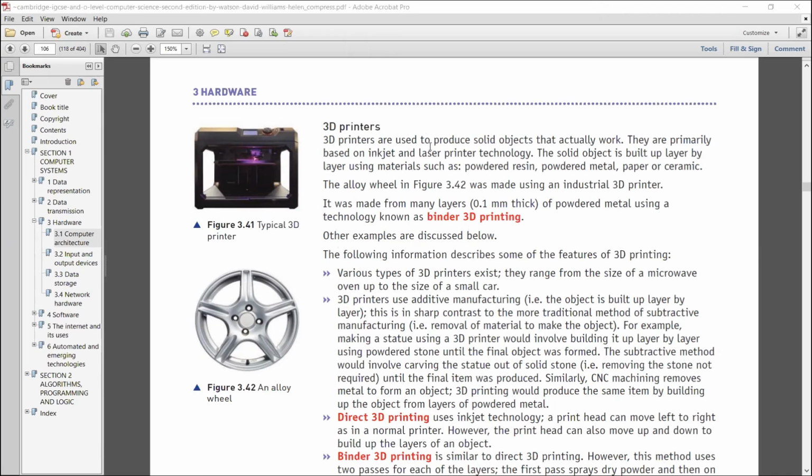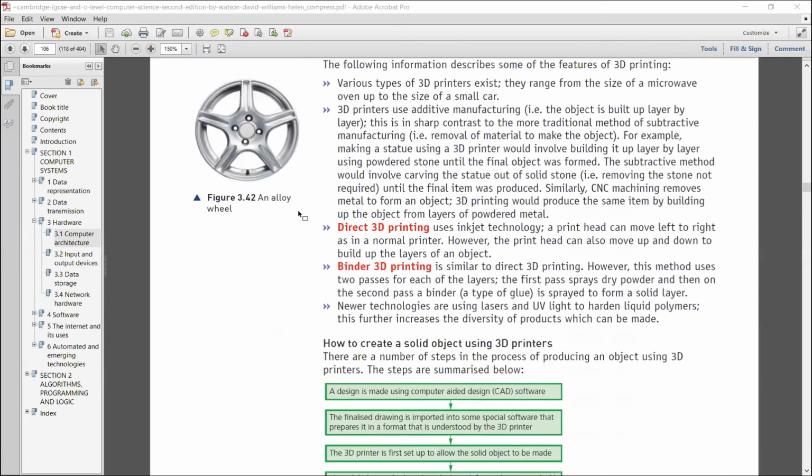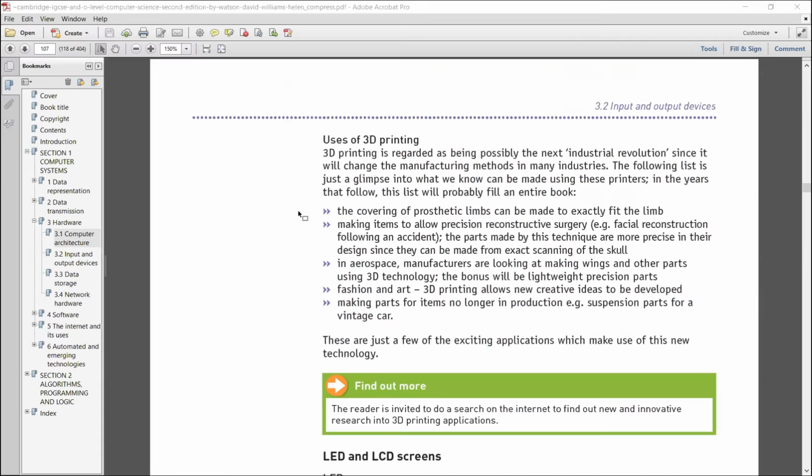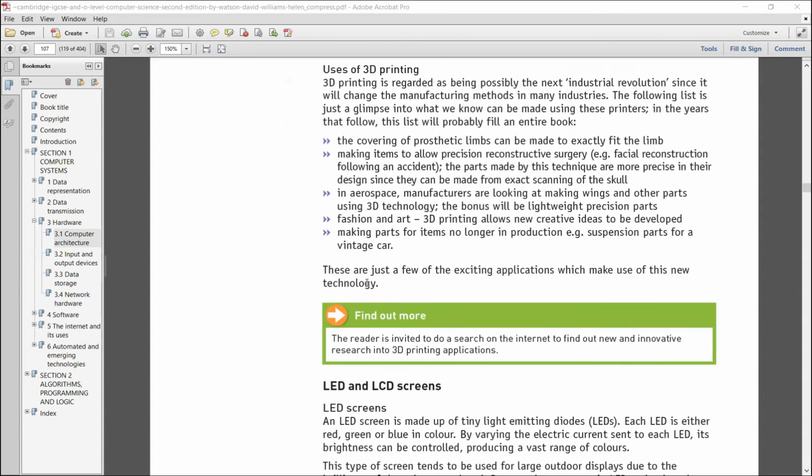3D printers are there for CAD and CAM, computer aided design and computer aided manufacturing. So simple, what you need to know is the application of 3D printers. And what I suggest is you need to know the applications and uses of 3D printers here. Prosthetic limbs are created, aerospace, fashion and art, making parts of the items no longer in production, for example, suspension parts for a vintage car, and that will actually be quite sufficient for 3D printers.